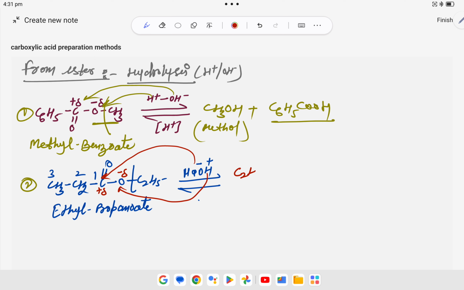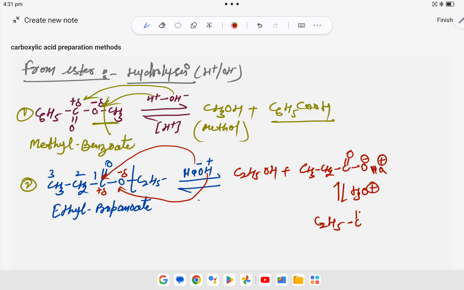So C2H5OH plus CH3 CH2 C double bond O minus and Na plus, salt of carboxylic acid. Then it is easy. You have to perform hydrolysis simply. Then C2H5 C double bond O and OH, that product is formed.